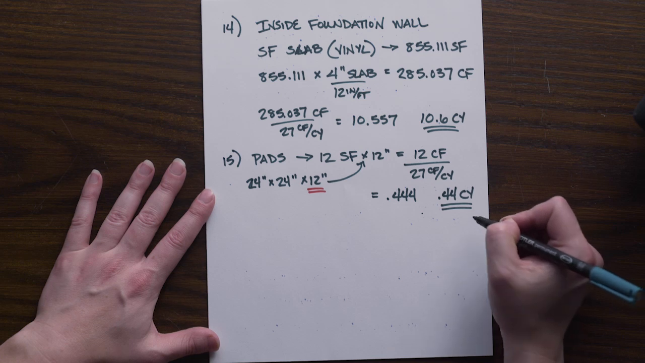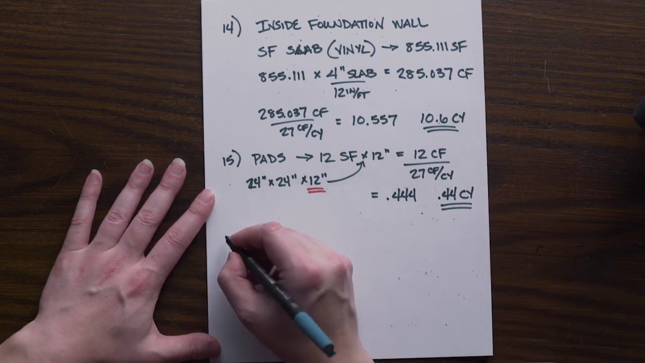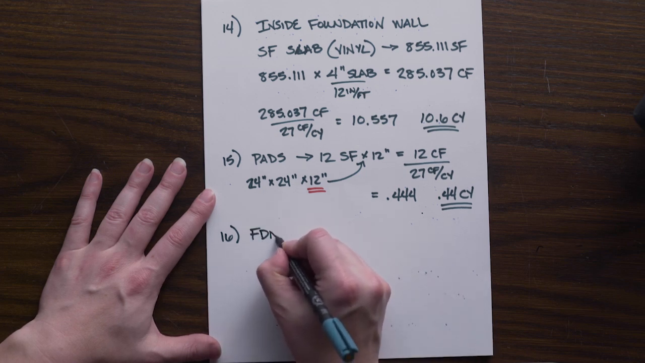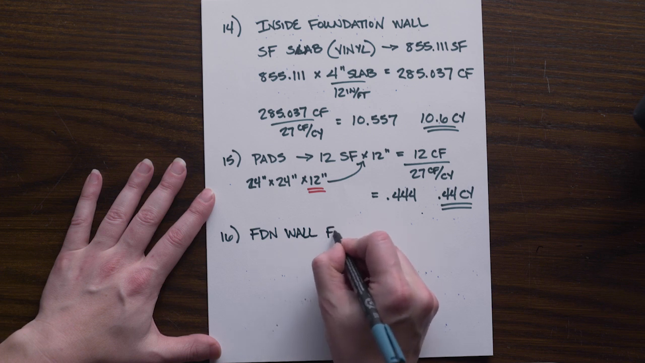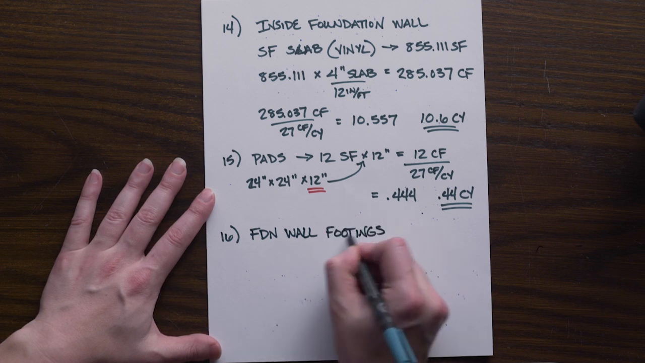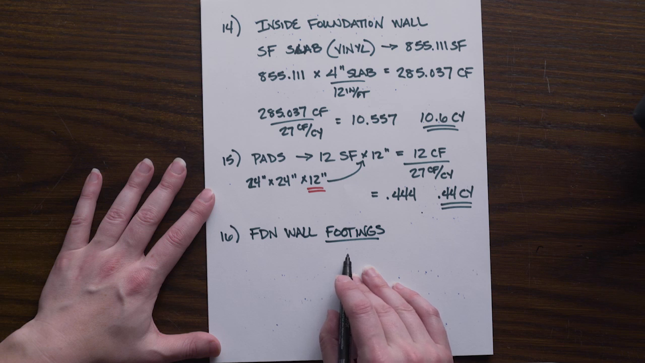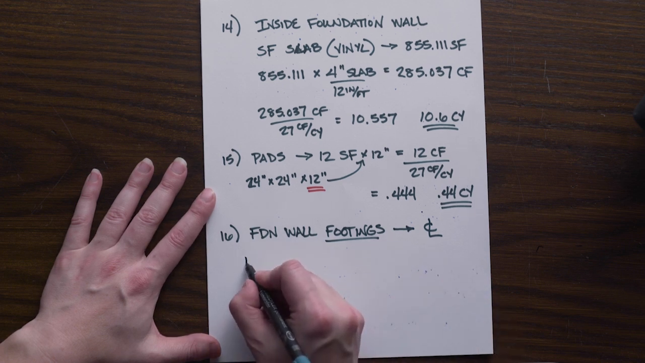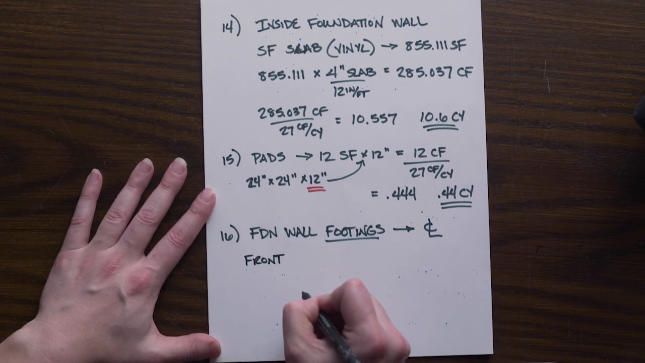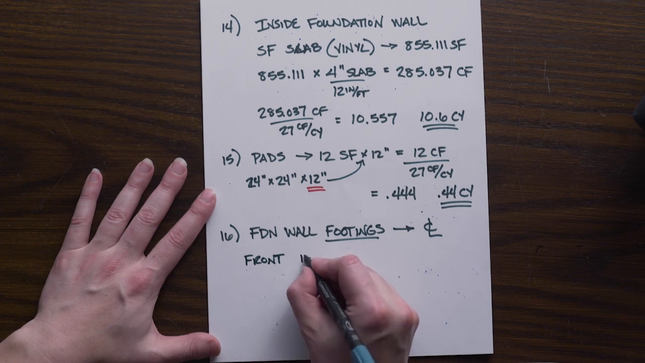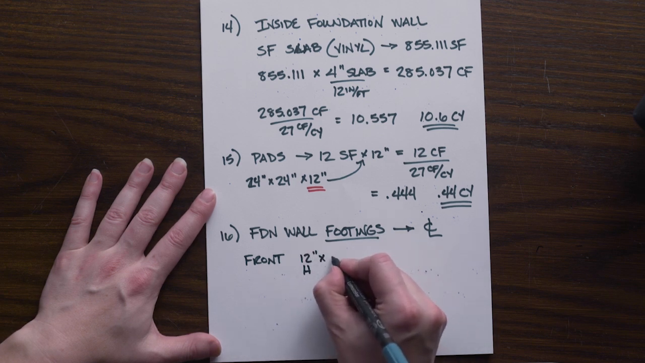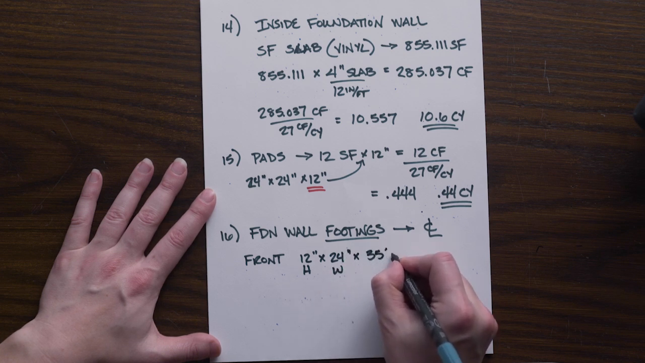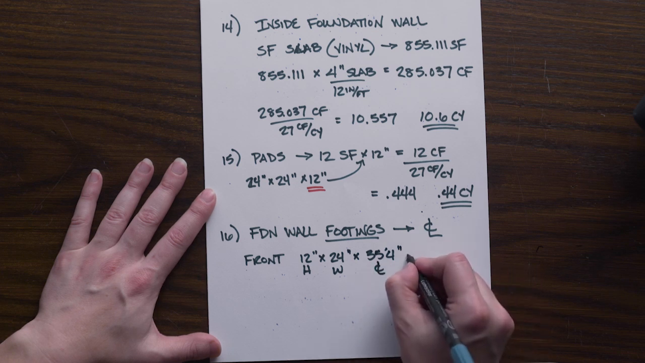But we wouldn't just pour our concrete pads alone anyway. We're going to pour them at the same time that we pour our foundation wall footings. So this is foundation wall footings. These are the strip footings that run underneath all of our foundation walls. We are going to use our centerline dimensions for our calculation. So we need to break it up into our different components. We have our front wall that is 12 inches in height by 24 inches in width by 35 foot 4 inches, which is the center line length.